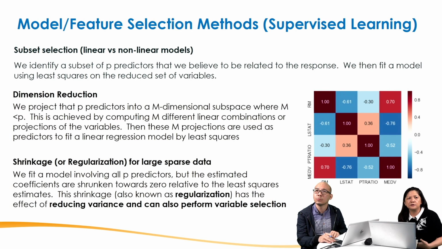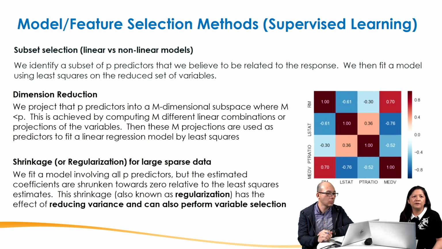Last but not least, there's the shrinkage method, used for large sparse data sets. We can fit a model involving P predictors, and then these coefficients are shrunken down, which helps to reduce their variance and also helps us perform variable selection. So there are a variety of statistical and machine learning techniques that can help us select the best model.